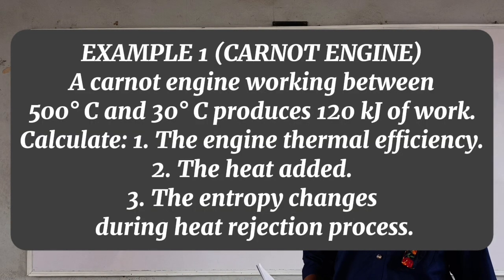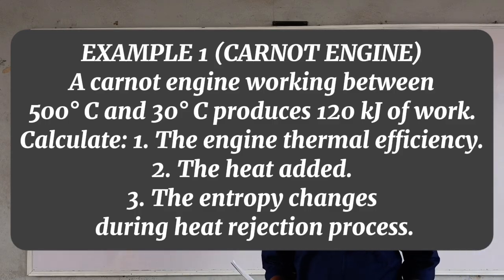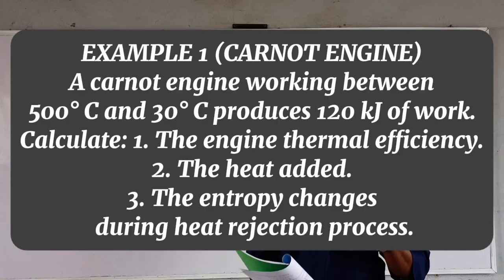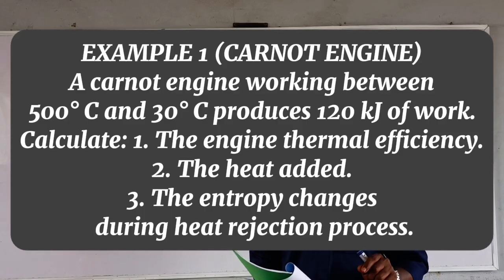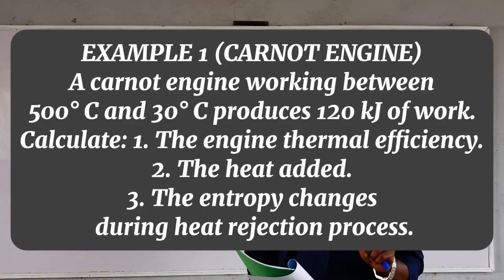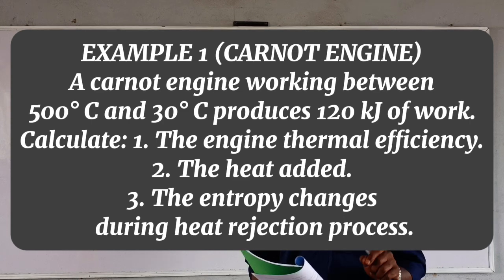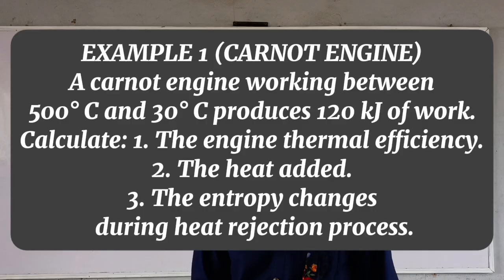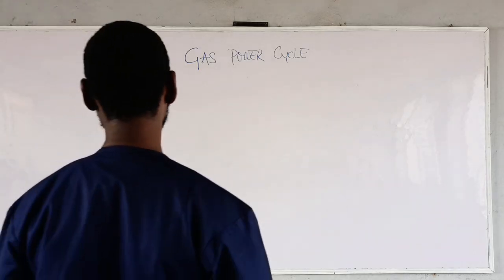Example 1 on Carnot engine. A Carnot engine working between 500 degrees Celsius and 30 degrees Celsius produces 120 kilojoule of work. Calculate one, the engine thermal efficiency; two, the heat added; and three, the entropy changes during its rejection process. Now, solution.